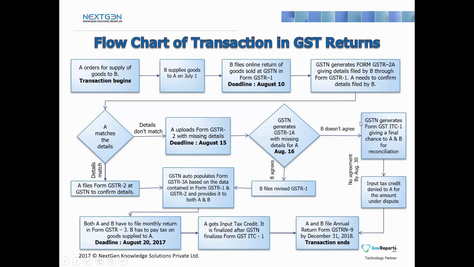Suppose here B does not agree, then GSTN will generate ITC1 giving a final chance to A and B for reconciliation. If there is no agreement, then input tax credit will be denied to A for the amount under dispute, and then the process is the same. It will be given to both the taxpayers for filing of their monthly return, and in the end it will be filing of the annual return.